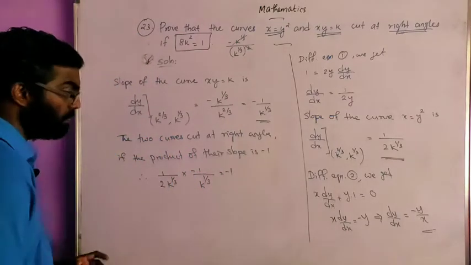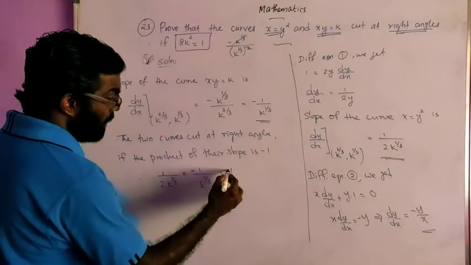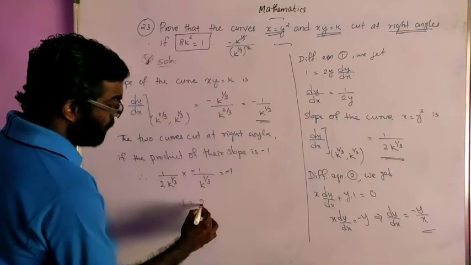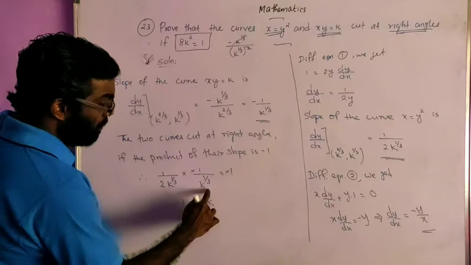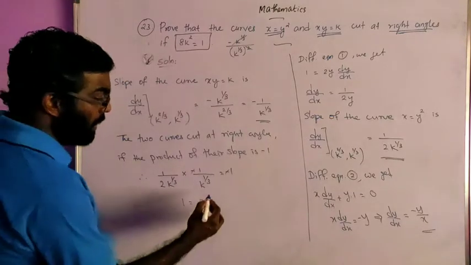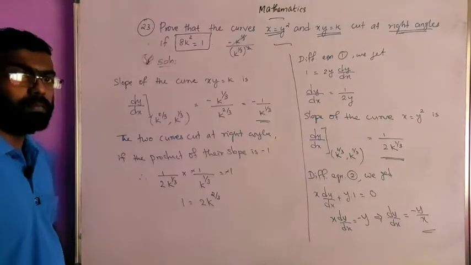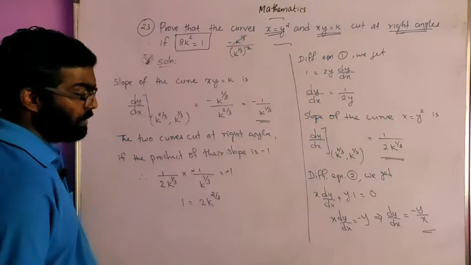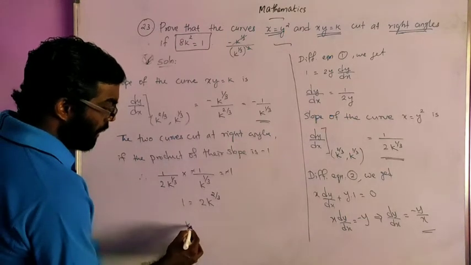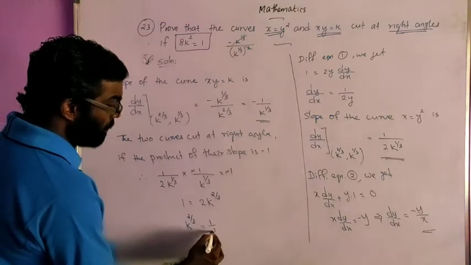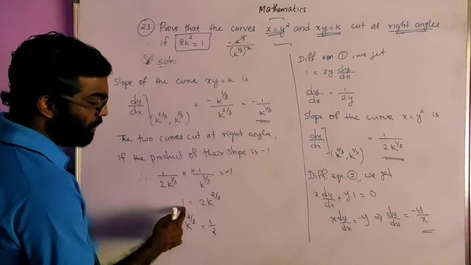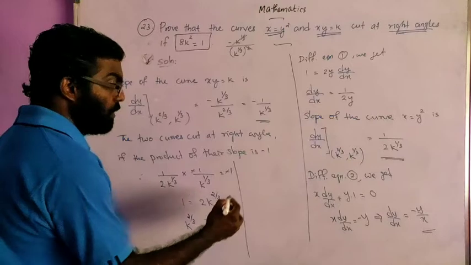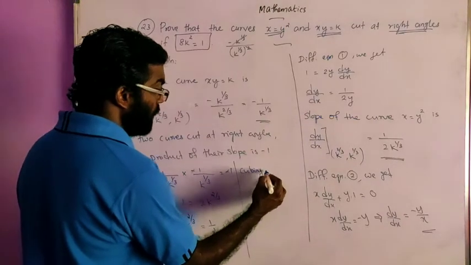Okay, perpendicular. So here we can cancel this minus sign, and on cross multiplication we get 1 is equal to 2 k raised to 1 by 3 into k raised to 1 by 3, and it is k raised to 2 by 3. Okay, a raised to m into a raised to n is a raised to m plus n, 1 by 3 plus 1 by 3, it is 2 by 3. Or we can write k raised to 2 by 3 is equal to 1 by 2. If you divide the 2 to the left side, it becomes 1 by 2. Okay, so k raised to 2 by 3 is equal to 1 by 2, and we can cube on both sides, cubing on both sides.